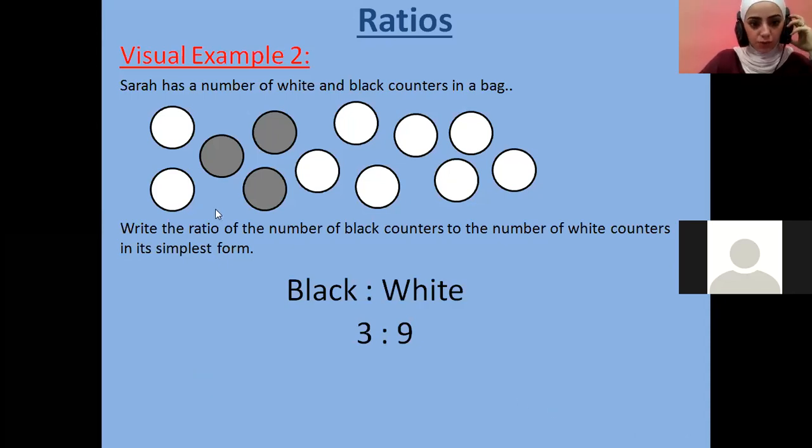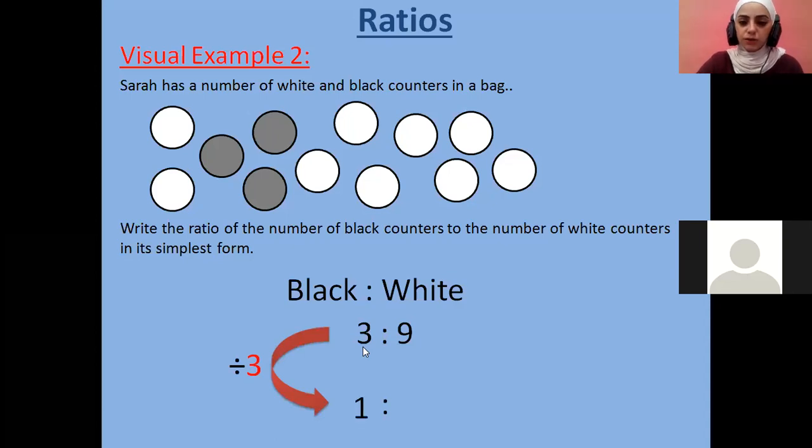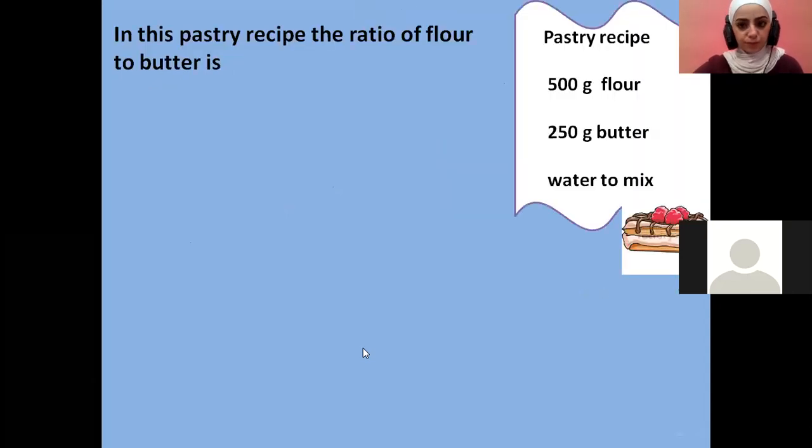Can you tell me what that is in simplest form? It's going to be 1 to 3. 1 to 3, yes. We divide 3 by 3 and 9 by 3, so it's 1 to 3. Yes, excellent, Samer. So this is how we do the simplest form.